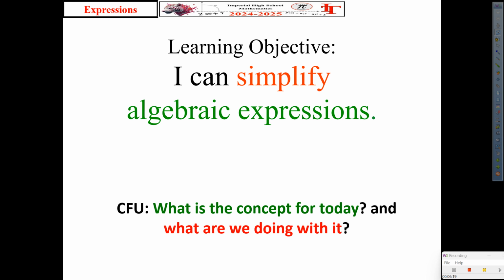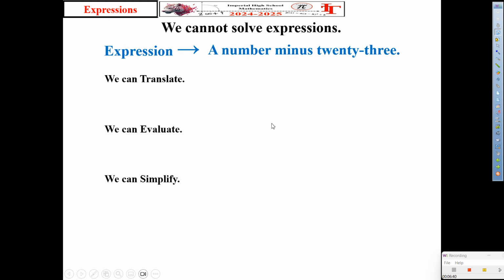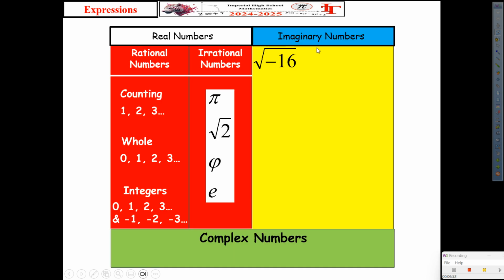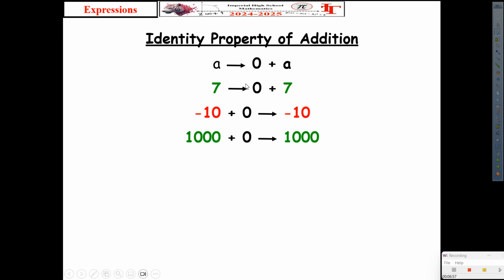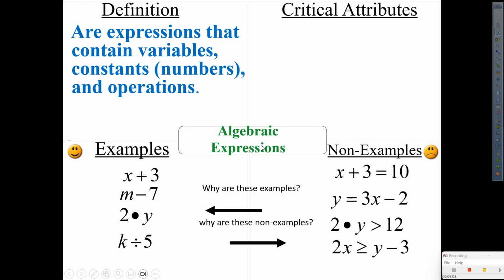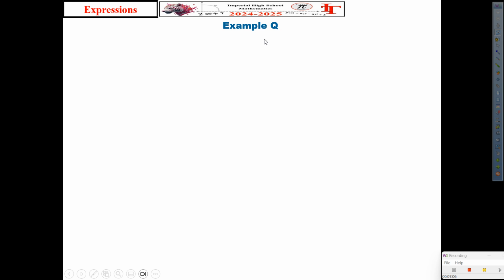All right. So, you wrote down your objective. We have that. From there, writing utensils down, look up to the screen. We went from there to here. I did a quick presentation on expressions. We went to number sets. We went to real numbers, imaginary numbers, complex numbers. From there, I talked about a couple of properties, then numerical expressions. From there, we filled out our Frayer model. Is that correct? And then from there, we went to an example. Is that correct? All right.